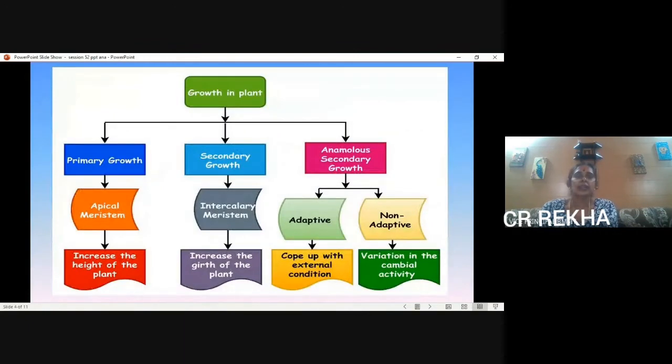So this is the flow chart representing the primary, secondary and anomalous secondary growth. The primary growth in plants is the increase in the height of the plant, which is due to the apical meristem. The secondary growth in plants is due to the lateral meristem, which increases the girth of the plant. Whereas the anomalous secondary growth may be adaptive or non-adaptive. Adaptive anomalous secondary growth is to cope with the external condition, whereas the non-adaptive is due to the variation in the cambial activity.